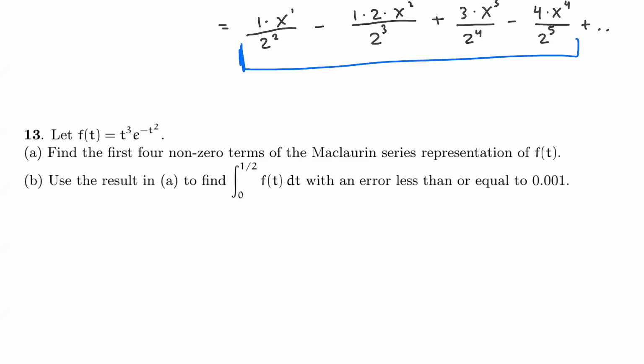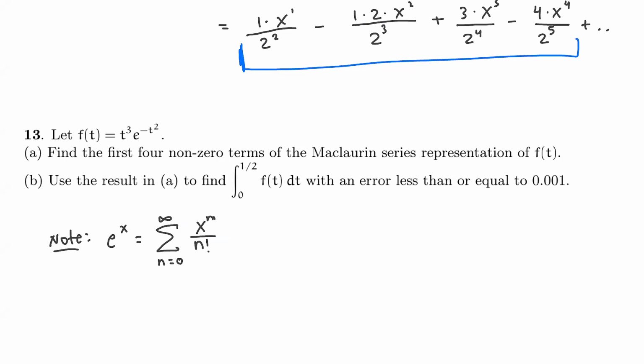For number 13, we have f(t) equal to t to the third power times e to the negative t squared. They ask for part A: find the first four non-zero terms of the Maclaurin series of f(t). So note, what is e^x equal to? e^x as a power series was a sum centered at 0, so it starts at n equals 0 to infinity of x^n divided by n factorial.